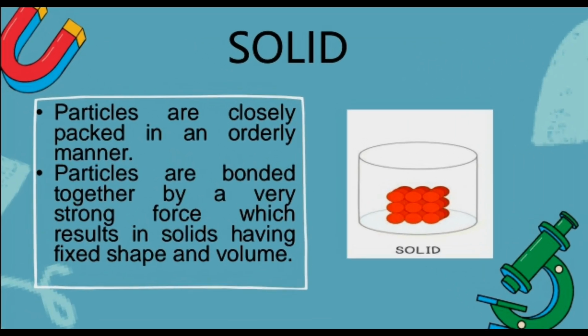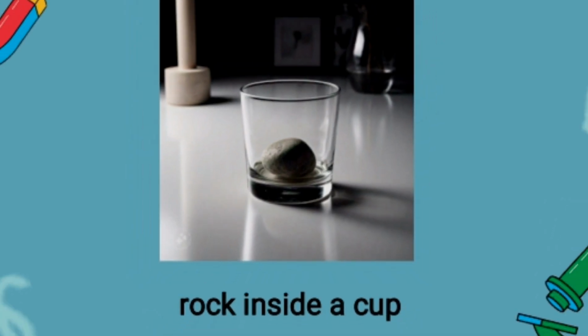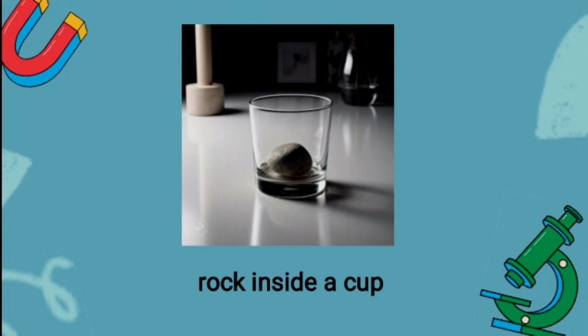Based on the illustration, in the molecular structure of a solid, particles are closely packed in an orderly manner. Particles are bound together by a very strong force, which results in solids having fixed shape and volume. Imagine we put a rock inside a cup. The rock does not take the shape of the cup because its molecular structure is tightly bound and can't move freely. The movement of particles is restricted. It can vibrate but cannot move freely.